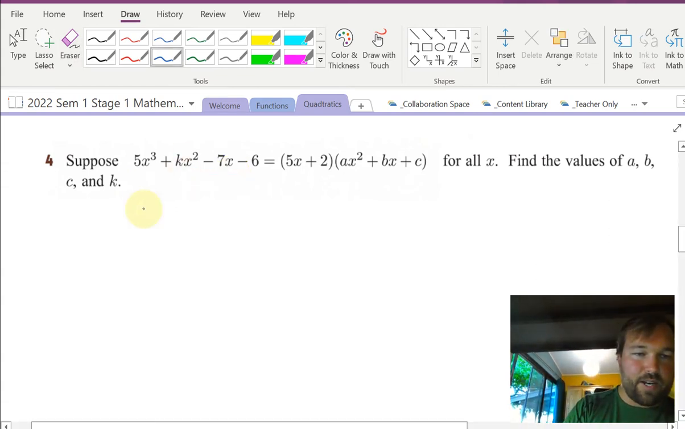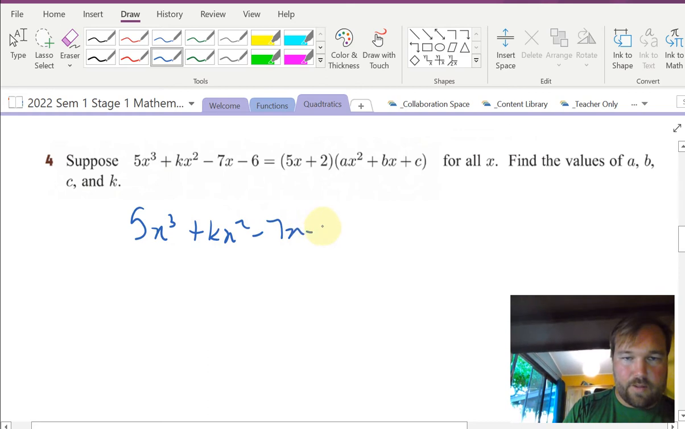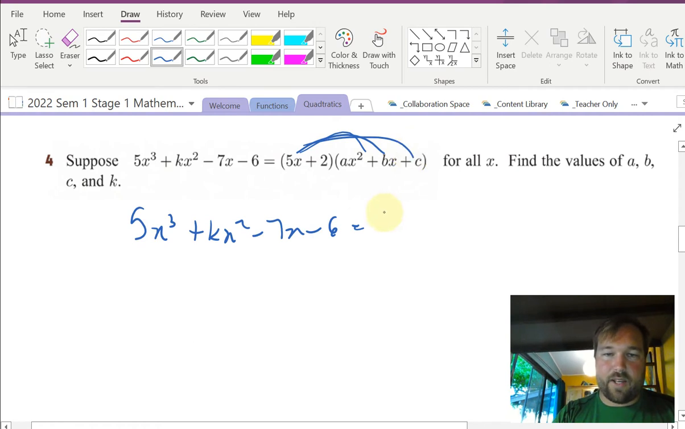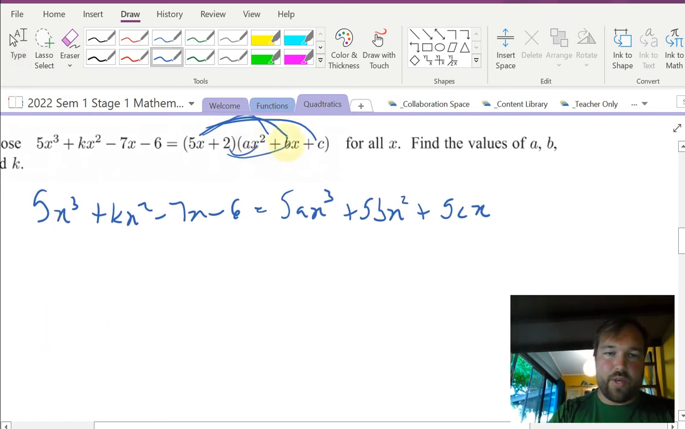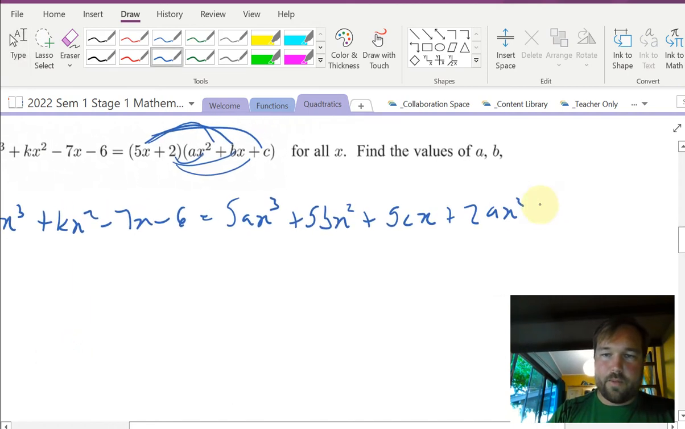So the left-hand side of this is fine, we don't have to do anything to it: 5x cubed plus 5kx squared minus 7x minus 6 equals. However, here we have to expand. So that 5x is going to hit everything: 5ax cubed plus 5bx squared plus 5cx. Note we put the x at the end, numbers at the front, then letters in alphabetical order in between. This 2 also hits everything. Plus 2ax squared, I forgot the a, plus 2bx plus 2c.